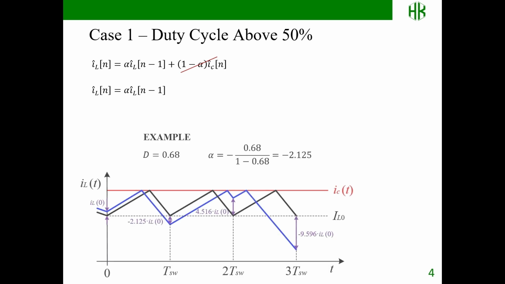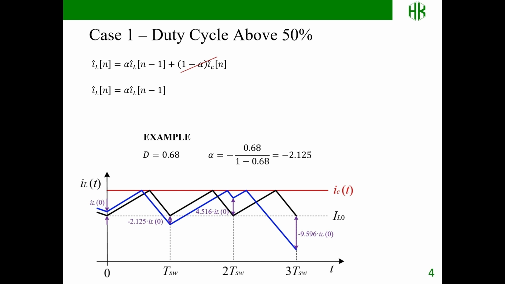Now consider a duty cycle of 68%. Using the expression for alpha, we obtain alpha equal to minus 2.125. That number alone already tells us everything. Notice two things. First, alpha is negative. That means the perturbation changes sign every switching cycle. The current alternates from one side of the steady-state waveform to the other.